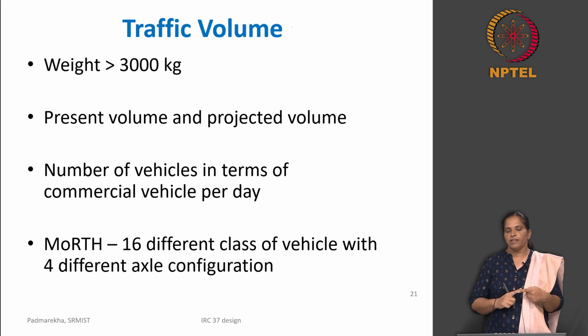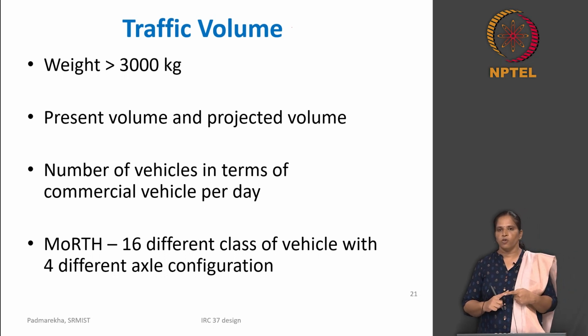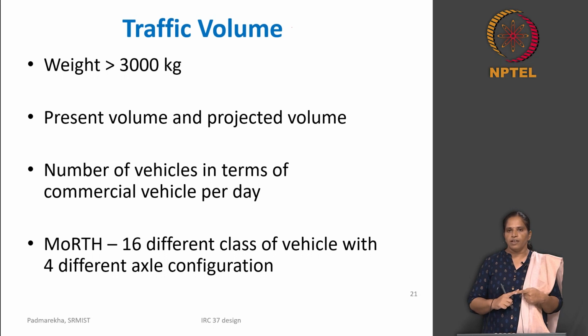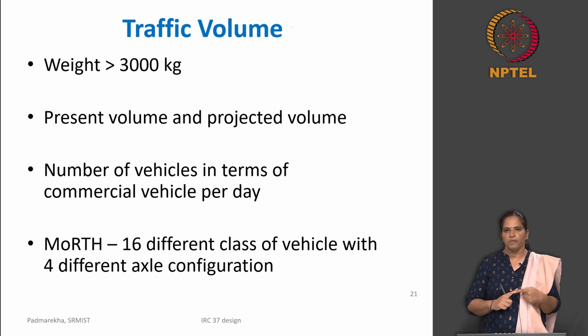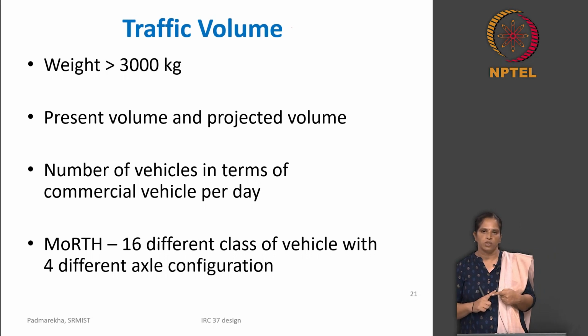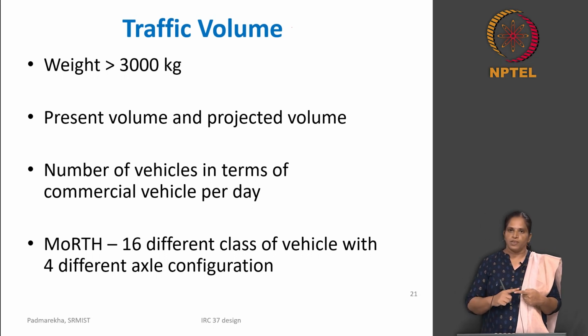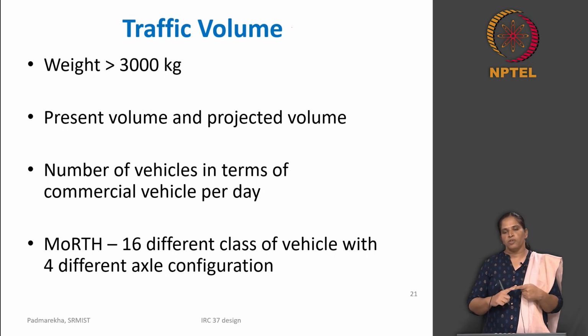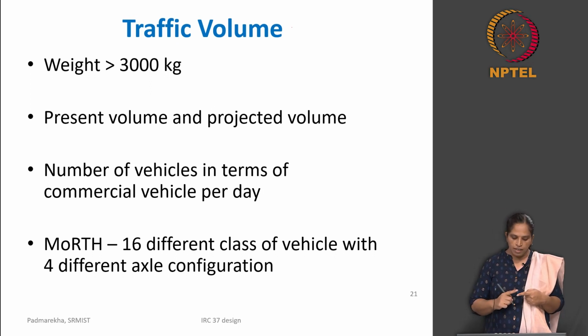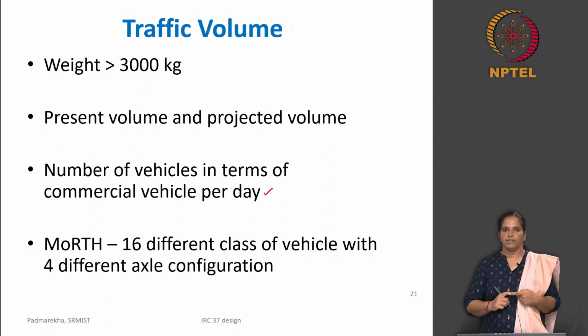One of the main factors that is used for the design is the traffic volume. So we consider a vehicle that has a weight greater than 3000 kg in the design of pavement. It means that any vehicle that has a weight less than 3000 kg does not induce any damage to the pavement. So we need a present number of vehicles and a projected number of vehicles to compute the number of repetitions that is used throughout its pavement life. So we represent the number of vehicles in terms of commercial vehicles per day.